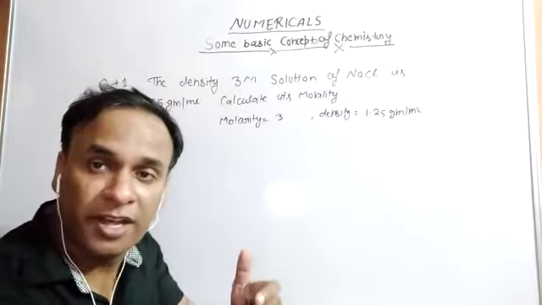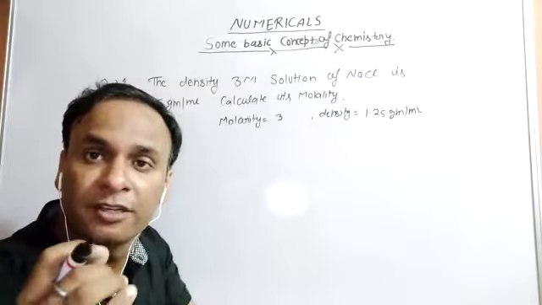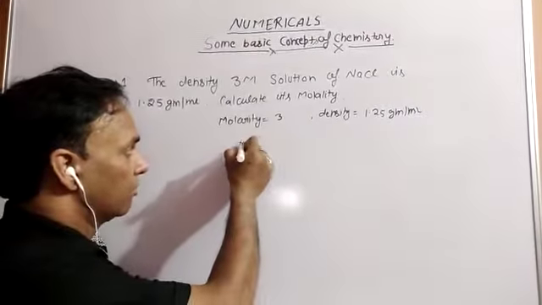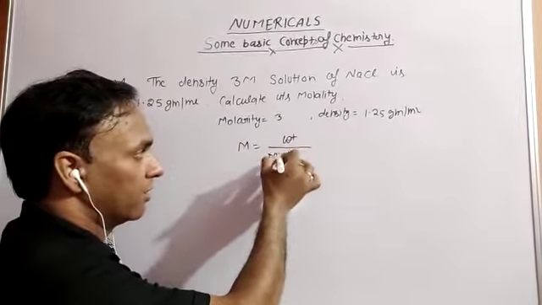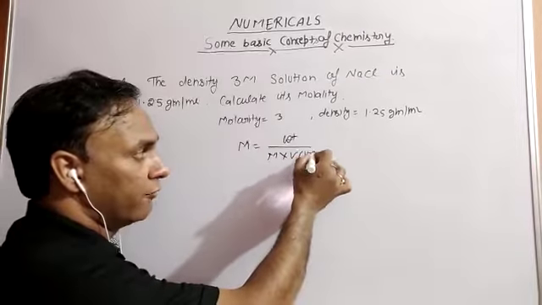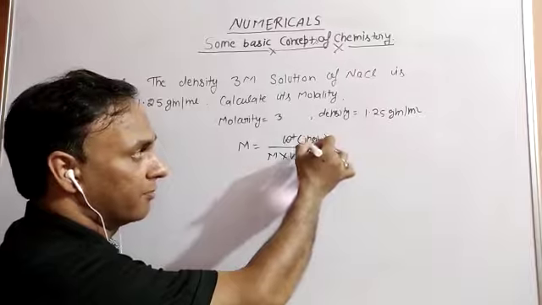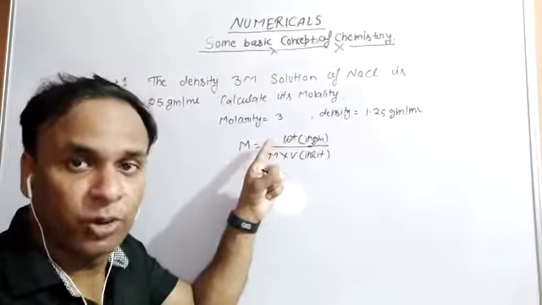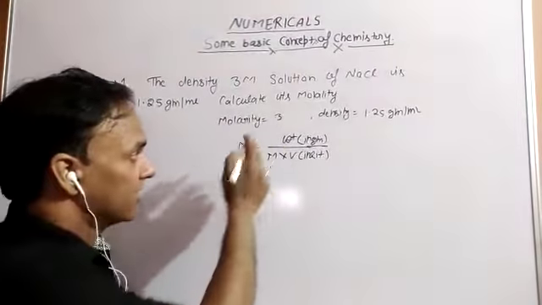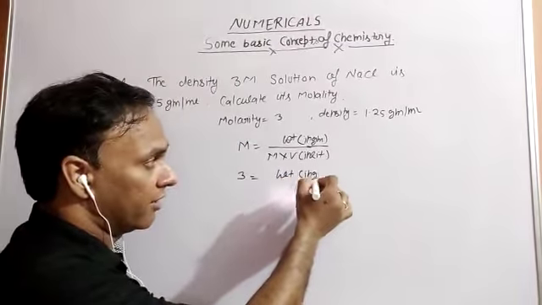First of all, what is molarity? Molarity is defined as the number of moles present in 1 liter solution. Now the molarity is weight upon molar mass into volume, and volume is expressed in liter while weight is in terms of gram. Clear? Here the weight of solute is required. Molarity is given, that is 3. Weight we have to calculate in gram.